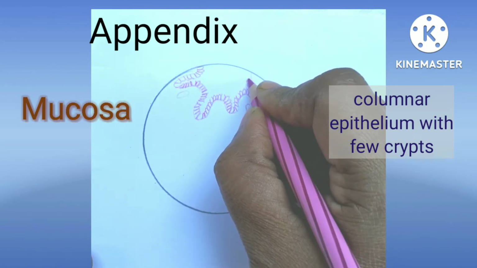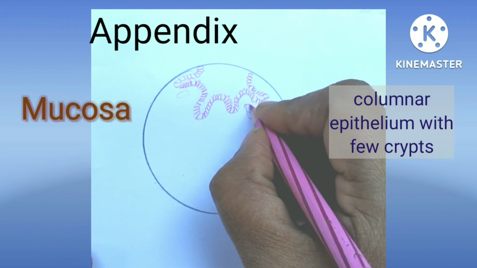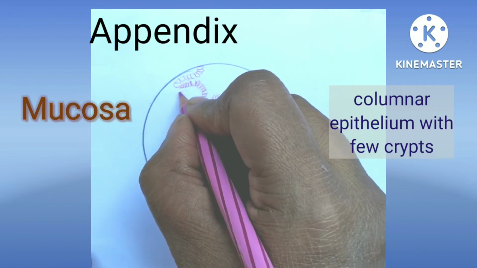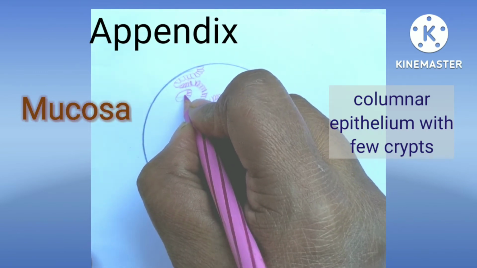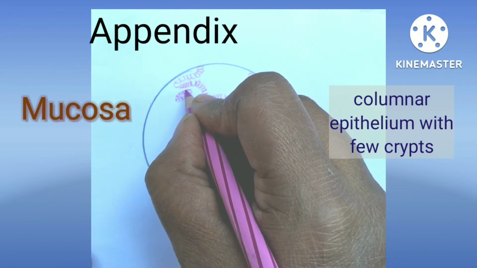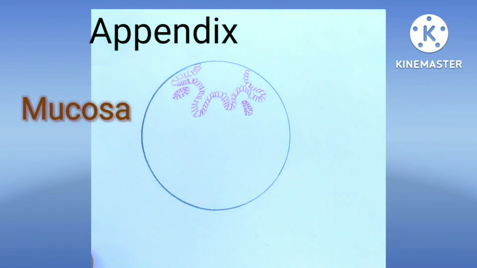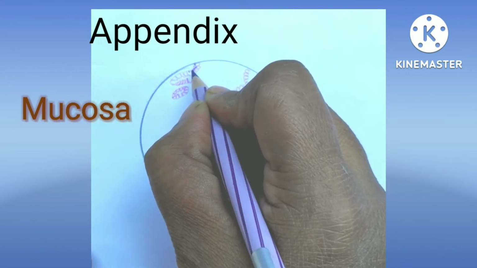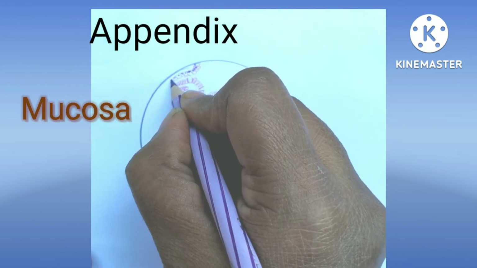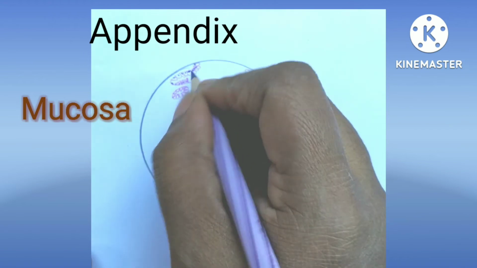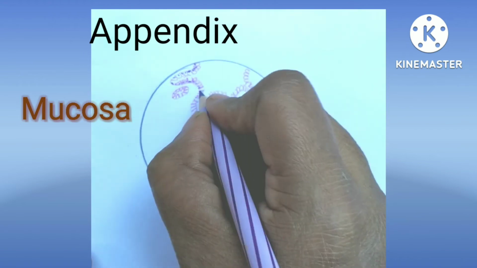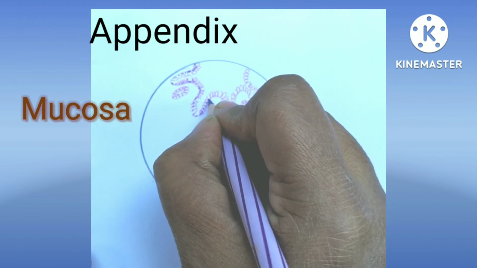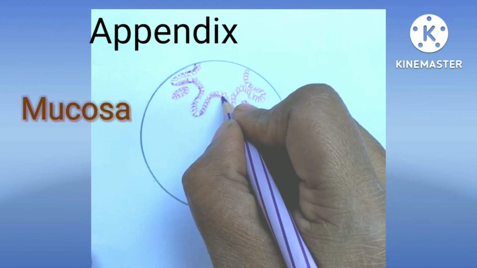You can write very few crypts. Small lumen is very important. You have to write a very small lumen. In the mucosa, the lining epithelium with the crypt. Just beneath that you have lamina propria. When you see the slide of the appendix, it almost looks like lymphatic tissue. So you have plenty of lymphocytes in the lamina propria. You can also see lymphatic nodules and a lot of lymphatic aggregates in the lamina propria.